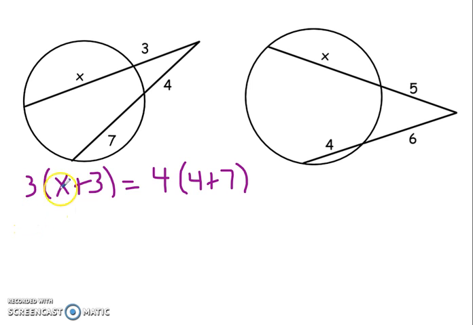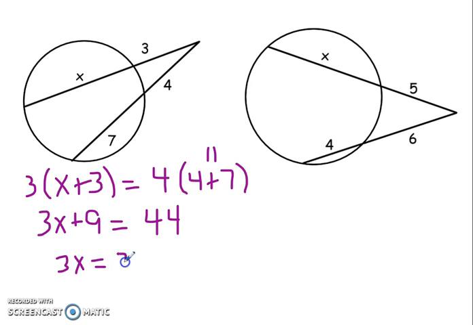So on this side, when we distribute, the 3 times x gives us 3x plus 9, because the 3 times the 3. And then on this side, in our parentheses, we end up with 11 inside. So 4 times 11, we don't have to distribute over there, we can just do the arithmetic. Gives us 44. Alright, so then we got to subtract our 9 to get our x term by itself. So 3x equals 44 minus 9, which makes 35. And then if we divide by 3, we get 11.6 repeating, or 11 2/3, when we divide 35 by 3.